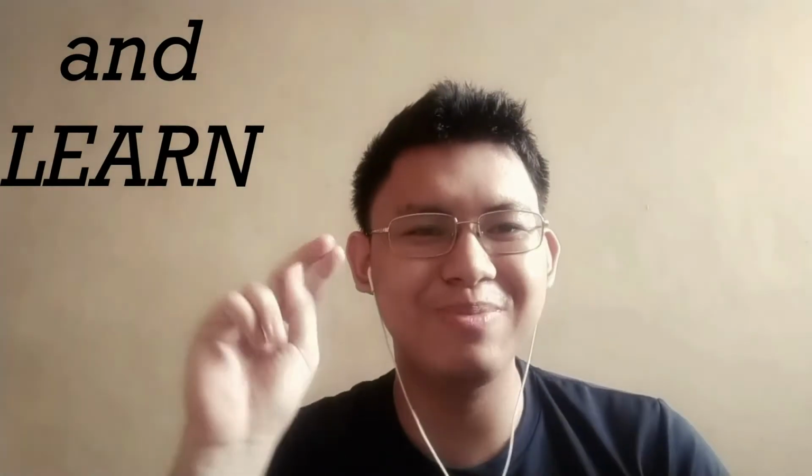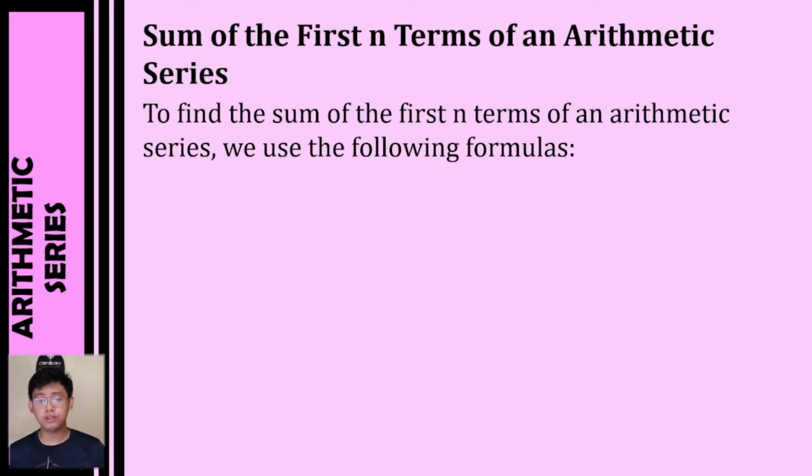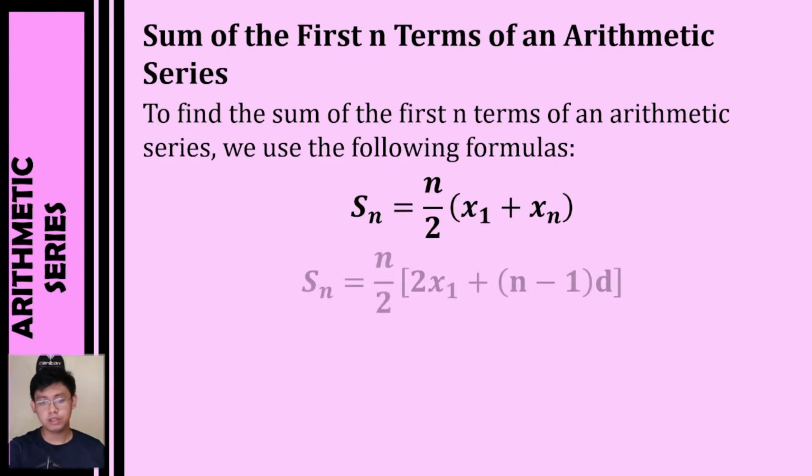On today's topic, we're going to talk about finding the sum of the terms of an arithmetic sequence. To find the sum of the first n terms of our arithmetic series, we use the formula S sub n is equal to n over 2 times the quantity x sub 1 plus x sub n. Or we can use the alternative formula, which is replacing x sub n with the formula of the arithmetic sequence. So this will be the second formula.